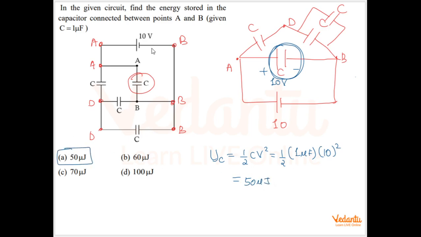If you still don't understand, let us start marking the potentials. If you mark the potential at one point as 0 and one point as 10, what you will realize is that all the points which I have written as A will have potential of 10 and all the points which I have written as B will have a potential of 0. So potential difference across this capacitor will be 10 volts. For that capacitor, the energy stored will be half CV square.